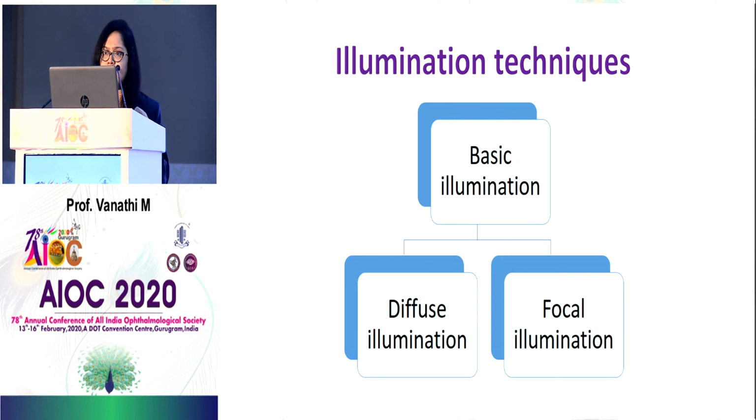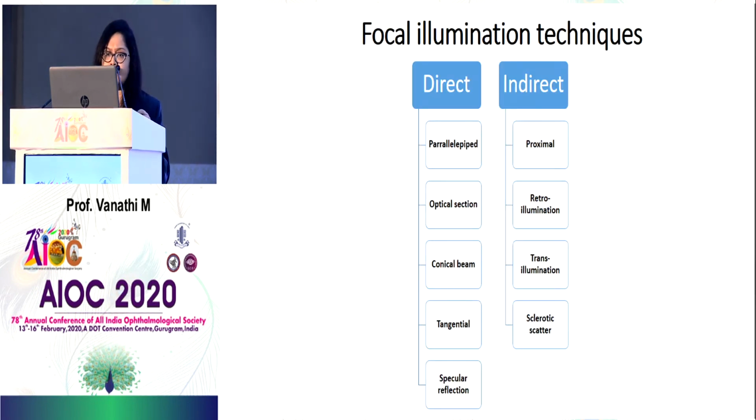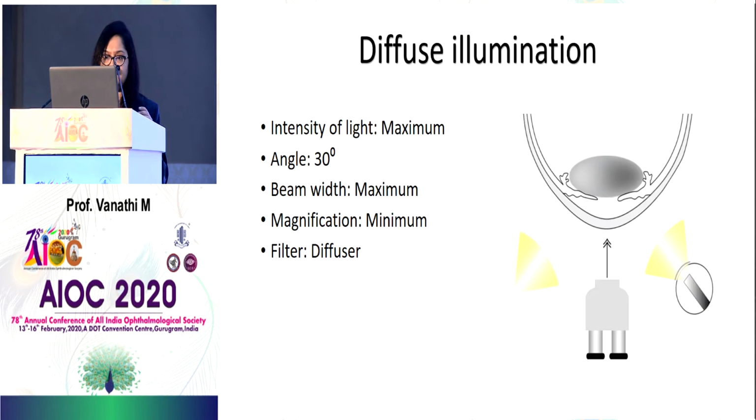Coming to illumination techniques, we basically have two: diffuse and focal illumination. I'll be discussing each illumination one by one. Focal illumination we can further classify into direct and indirect. In direct, we have parallelepiped, optical section, conical beam, and tangential and specular reflection. In indirect illumination, we have proximal, retroillumination, transillumination and sclerotic scatter.